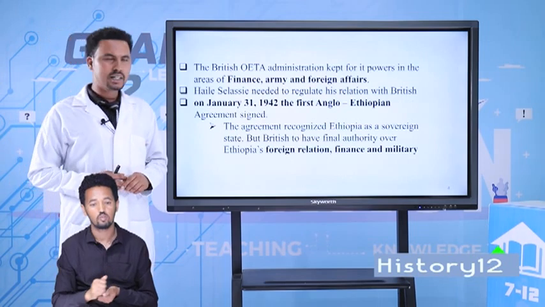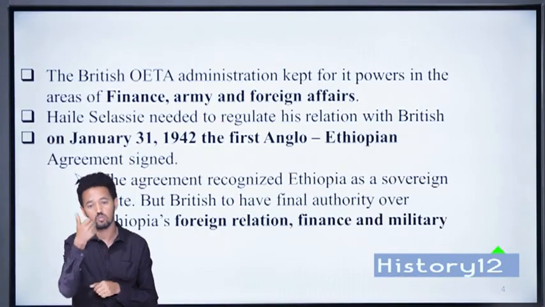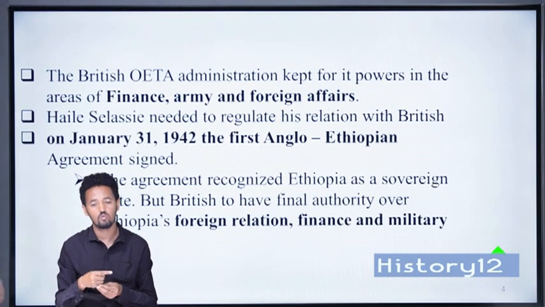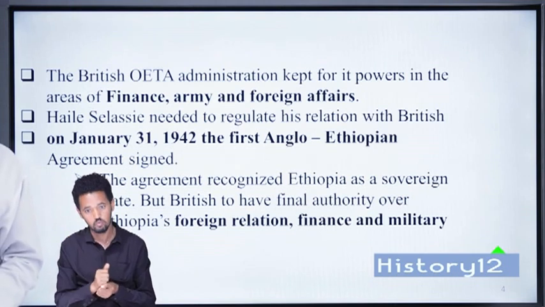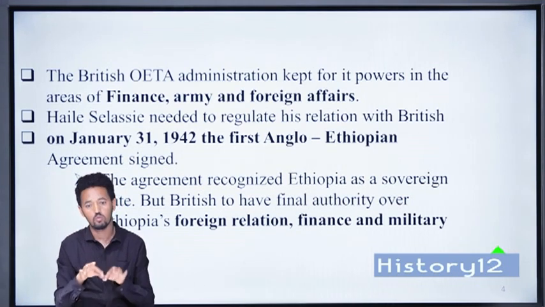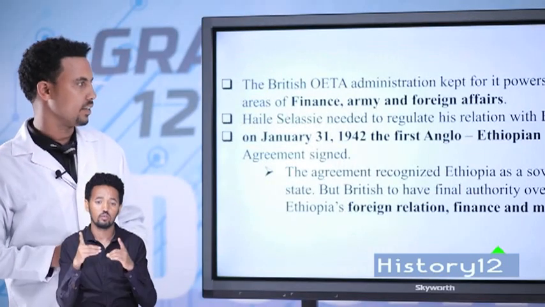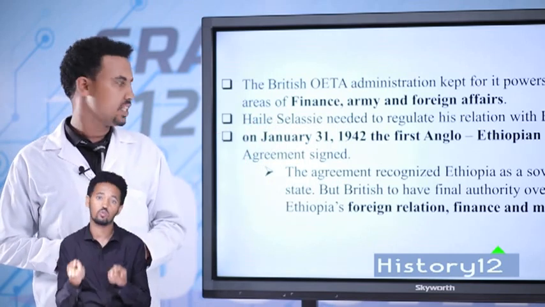The British OETA administration kept its power in the areas of finance, army, and foreign affairs. Those three important things were dominated by Great Britain. Haile Selassie needed to regulate his relation with the British.